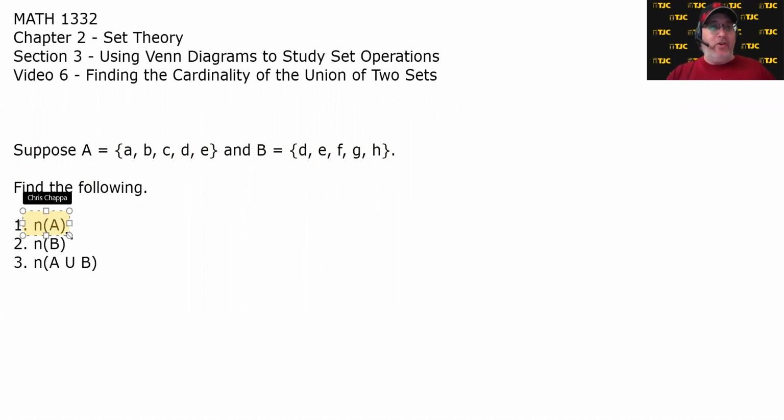Cardinality of A. Remember that the lowercase n means cardinality of a set, or equivalently how many elements the set contains. Cardinality of B. And the cardinality of A union B. Now, of course, since we don't have A union B yet, we'll have to find that, and then we'll find its cardinality. On the surface, these problems seem pretty straightforward. So let's go ahead and see how they look.